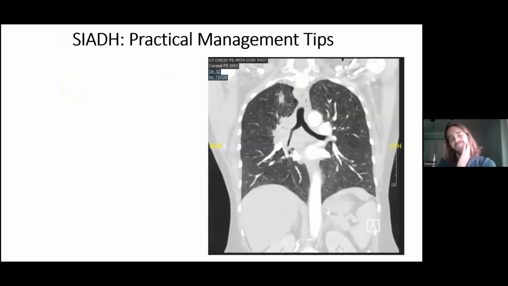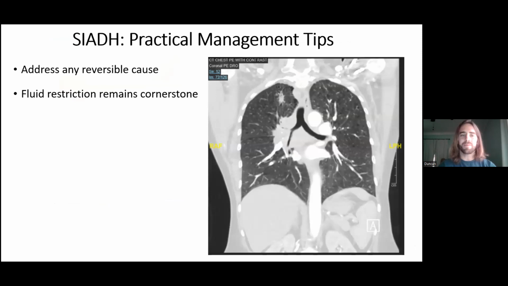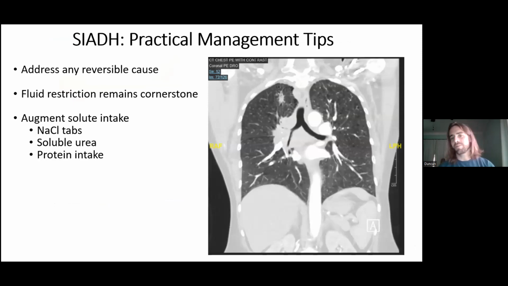So, summing these up as we get to the end here, some practical management tips. Again, there are a million things that can cause SIADH. A lot of them are going to be reversible, but some of them, like medications, you can identify and start to treat. Fluid restriction is the cornerstone because we can augment the solute load, and we can do that with a couple of different things. But at the end of the day, fluid restriction is what's going to help the body not take in too much free water.